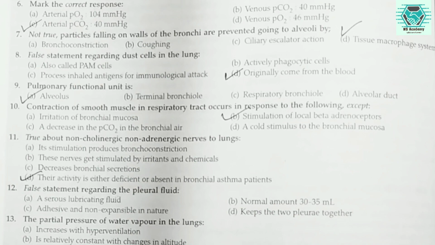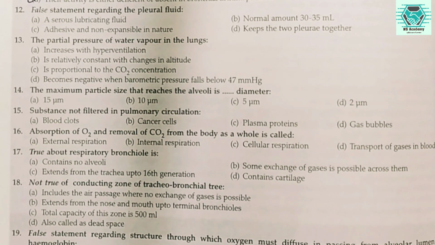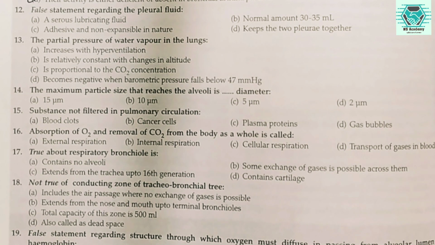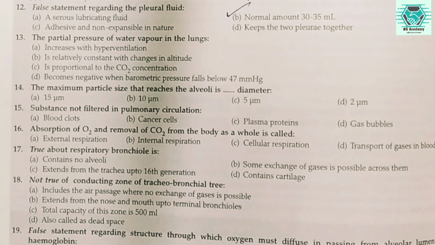Moving to question number 12: false statement regarding the pleural fluid. A, a serous lubricating fluid. B, normal amount 30 to 35 ml. C, adhesive and non-expansible in nature. D, keeps the two pleura together. Which statement is false? The false statement is that the normal amount is 30 to 35 ml.